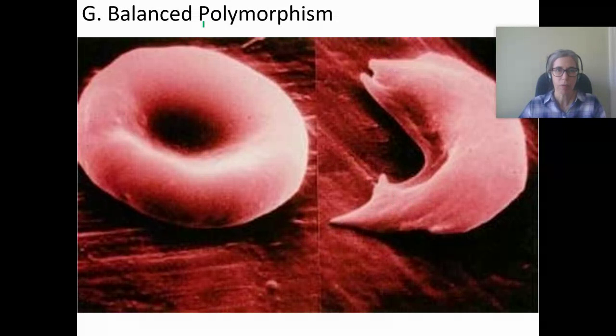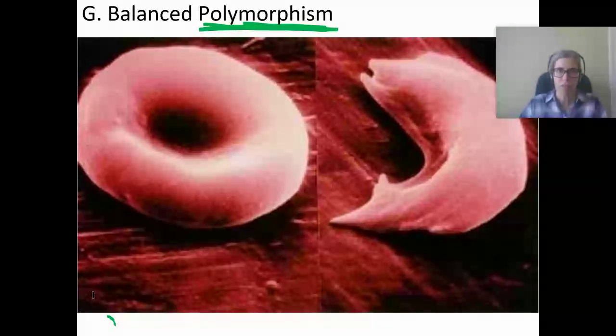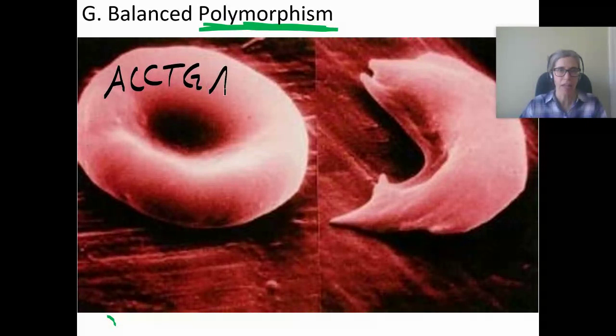All right, balanced polymorphism. So this is a word I want you to be able to sort of dissect. So morphology is your shape. Poly means many, so it sort of means many shapes. But a lot of times we use this term to talk about DNA. And so let's say the DNA for the normal hemoglobin gene is ACCTGA. I actually don't know what it is. I didn't look it up. Maybe there's just one mutation. Instead of ACC, it goes ACA, and then TGA, et cetera.